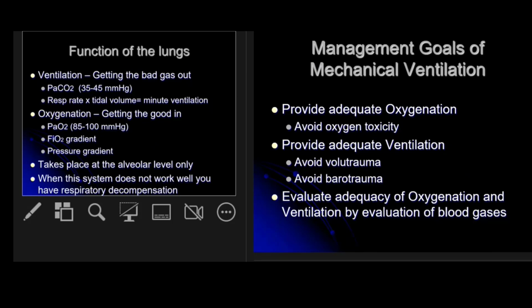And then oxygenation is getting the good gas in, and we already talked about it. The normal PaO2 is somewhere between 80 and 100, or 85 and 100. The normal saturation is between 97 and 100%. It's created by both the FiO2 gradient and the pressure gradient that we create with negative pressure. When we're ventilating somebody, we do this with positive pressure. The gas exchange only takes place at the alveolar level. And when the system doesn't work well, you have respiratory decompensation.